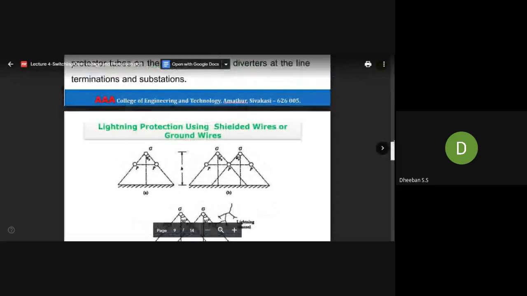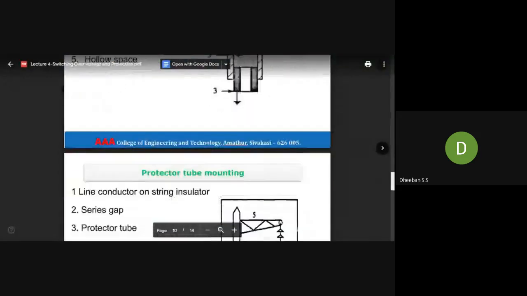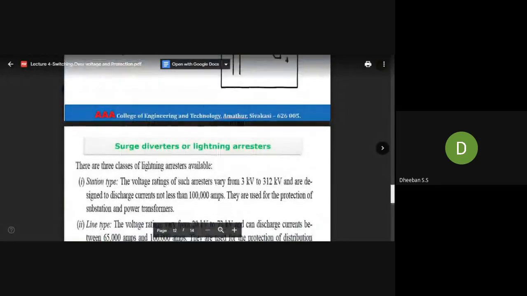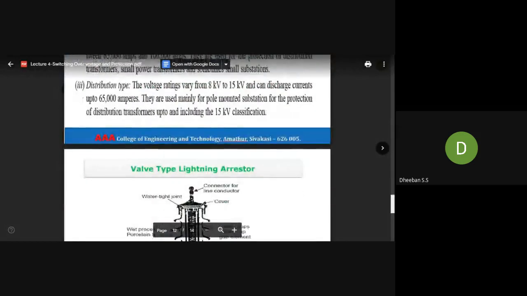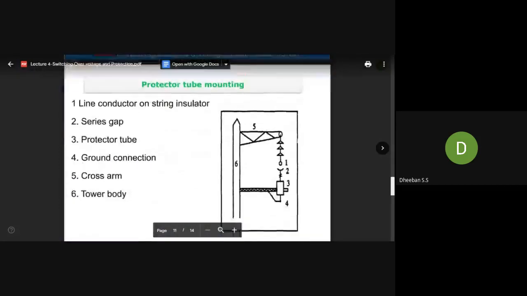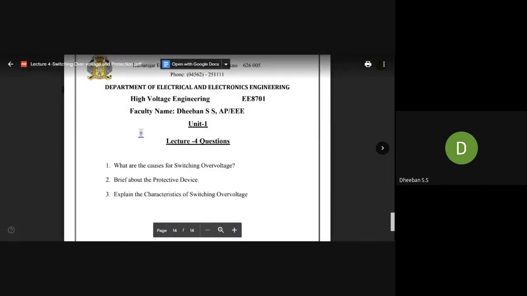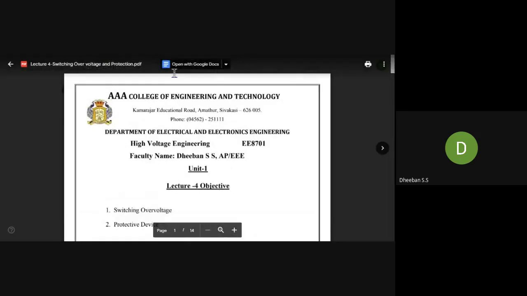So you can use the ground wire and expulsion gaps. Some devices like the protector tube mounting, and surge arresters or lightning arresters we have seen. These are some devices which are used for protection. From this point you can surely expect questions on the protective devices. Now we will be moving on to your lecture 5.